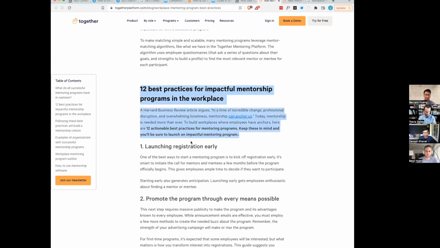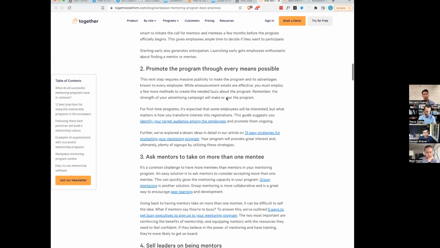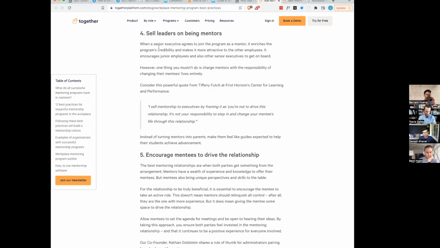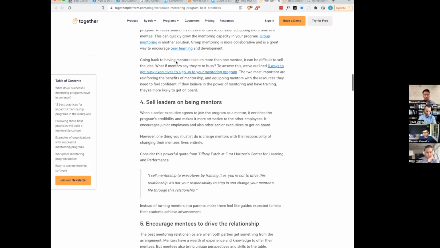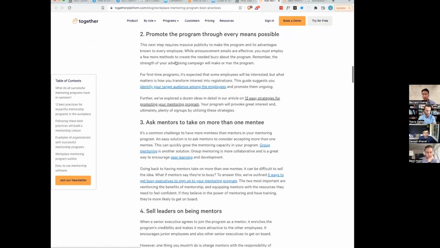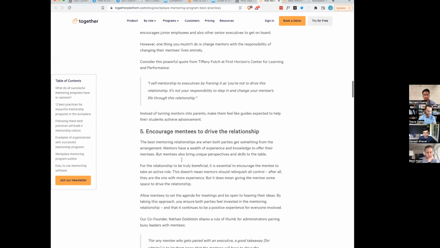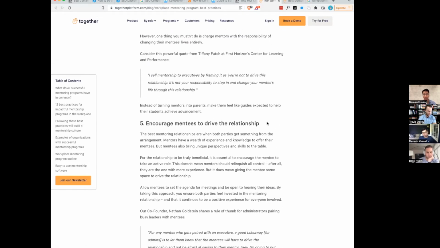But yeah, and then we wouldn't do this for a bottom of the funnel keyword like this, instead of 12 best practices. Because at this point, you're just scrolling through stuff and it's like, sell leaders on being mentors. Ryan, with all due respect, some of this is going to start borderlining on cliches, right? Encourage mentees to drive the relationship. Like, what does that mean?